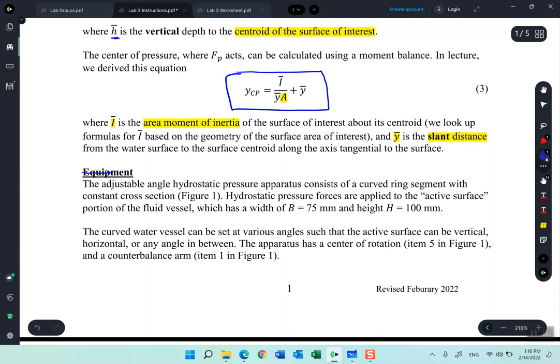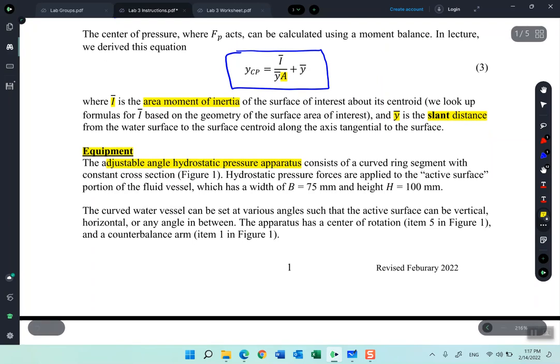So let's get to the equipment. We are going to use the adjustable angle hydrostatic pressure apparatus that is in front of you here. This one. And because this lab will be divided into two parts, the first part will be going through the theoretical approach, the calculation steps, and also the questions. I won't stress on the equipment, because in the second part you will come forward and come closer to see everything in person. So for the moment, know that this is the equipment that we are going to use.